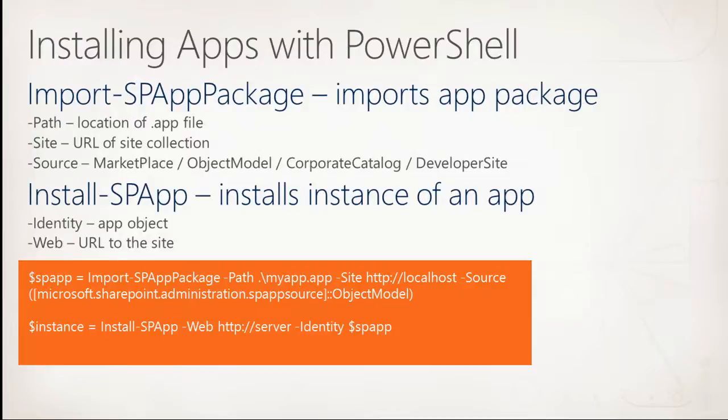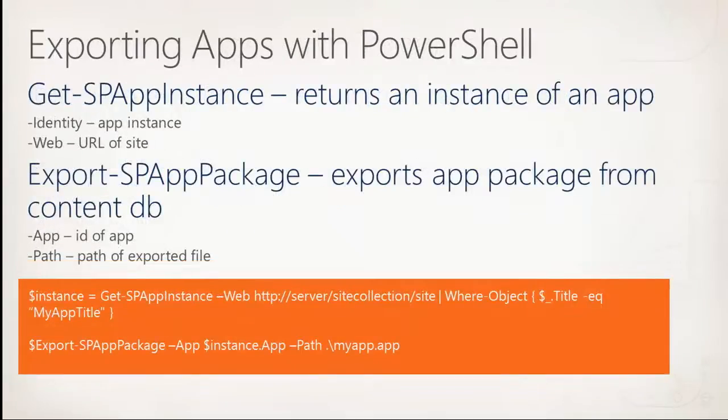Then, once you're ready to deploy it to an individual website, you do Install-SPApp, and you pass in the web URL, so it could be an individual site, and then you pass in the identity and just pass it that variable. You can also export them, which is nice too. So packages can be exported, with basically the same kind of parameters. Just get an instance of it with Get-SPAppInstance, and then export it with Export-SPAppPackage.